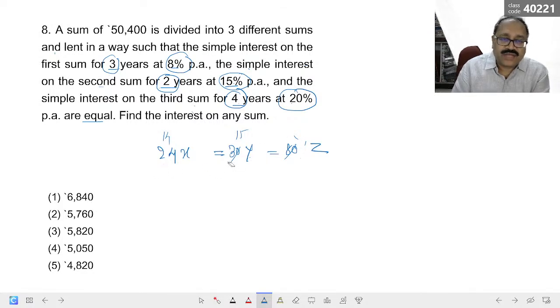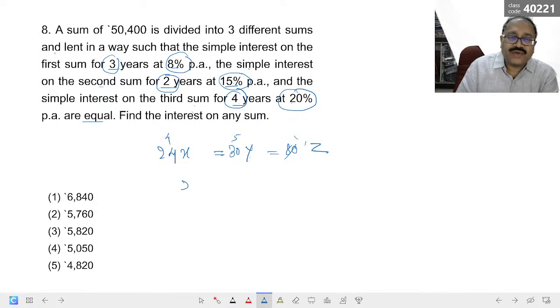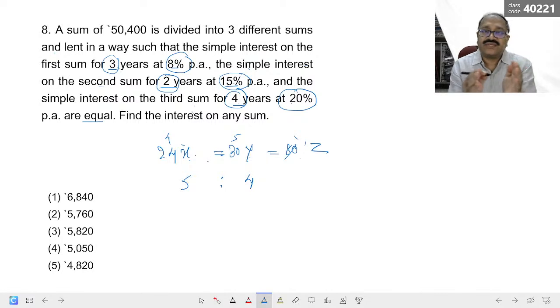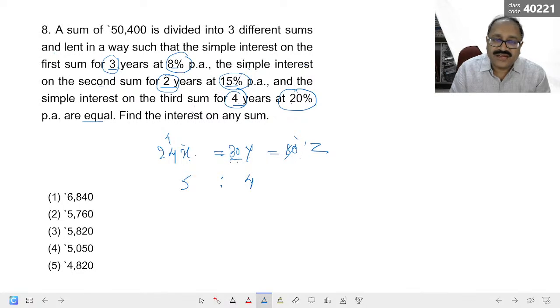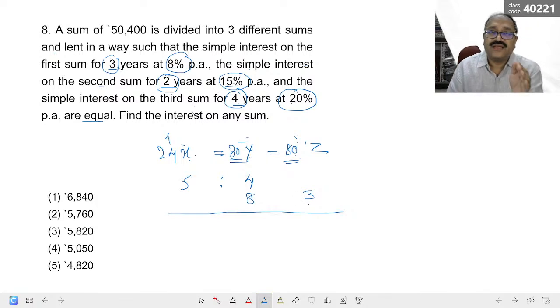No, I noticed that these two are in the ratio of 4 times and 5 times with 6. So 5 will come over here and 4 will come over here. So that is x is to y, 5 is to 4. Now take the ratio of 30 and 80. So here this is 3 is to 8. 3y is equal to 8z. So coming to the ratio, the 8 will come over here and 3 will come over here. So like that you are getting the ratio of x, y, and z.